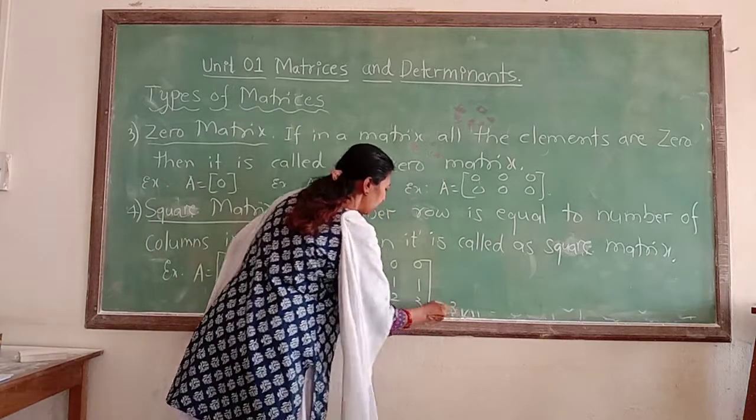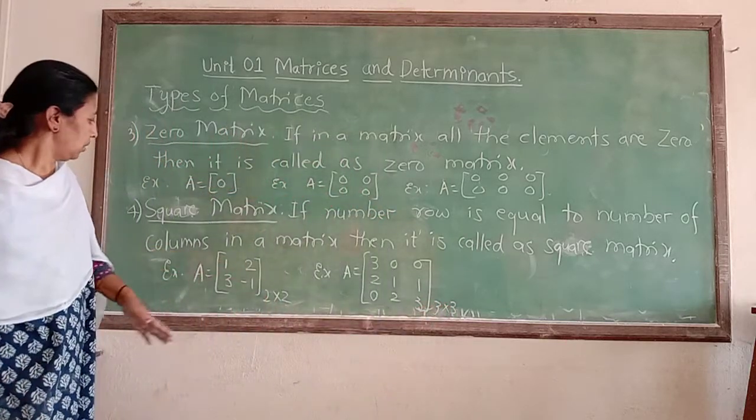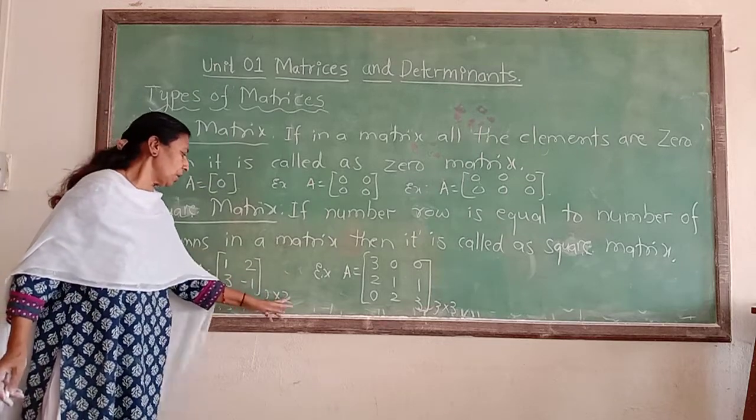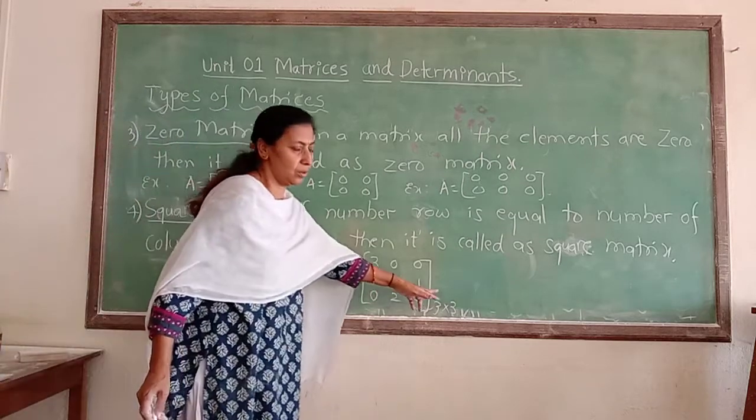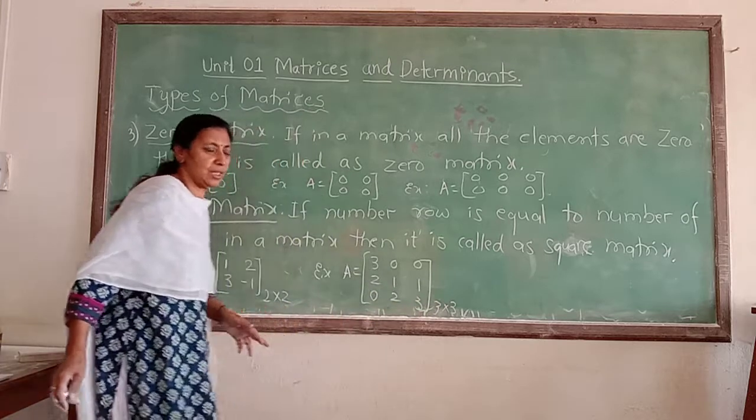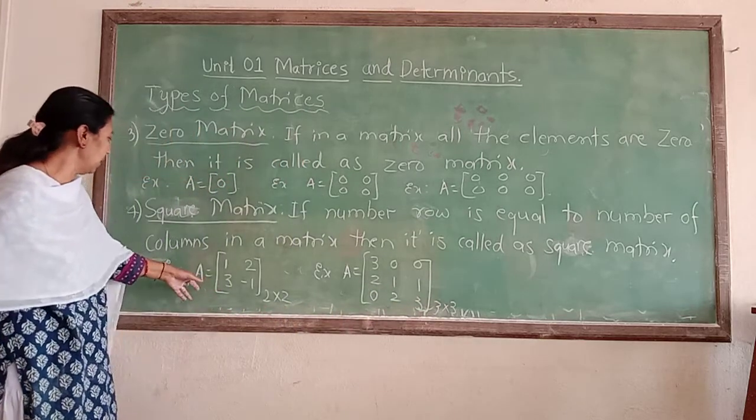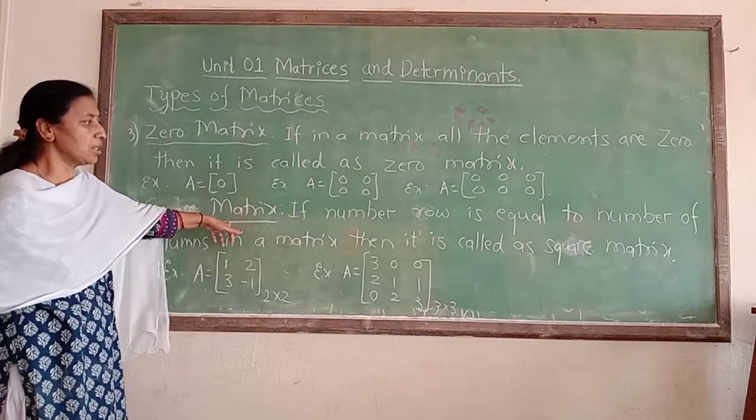So the number of rows and columns should be equal here. The order in that case will be the same number. That is the square matrix. It is called a square matrix.